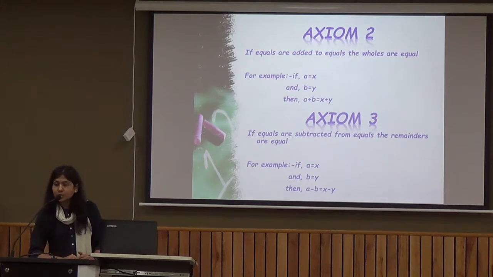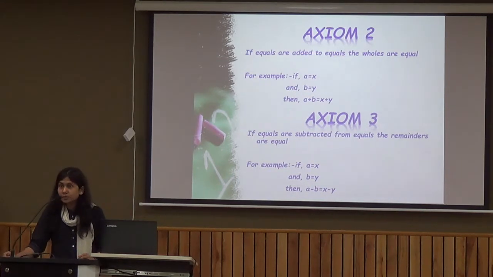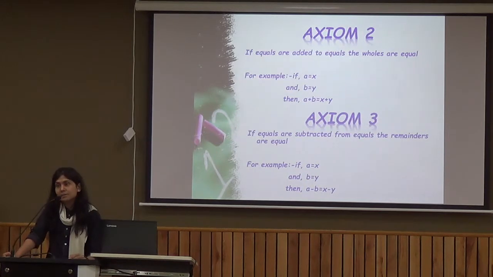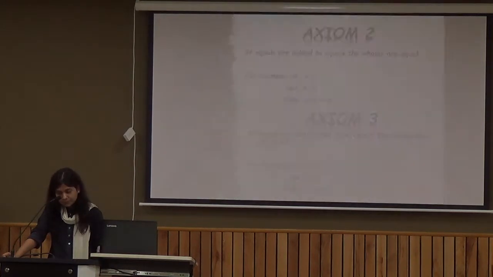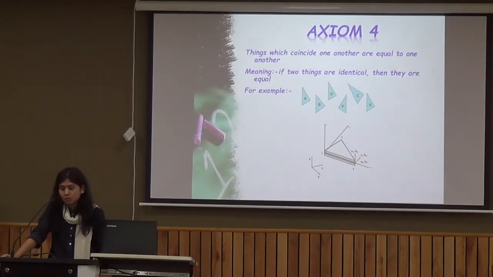Now, axiom 3. If equals are subtracted from equals, then the remainders are always equal. Similarly, just like axiom 2, taking the example as A is equal to X and B is equal to Y, then A minus B is equal to X minus Y. Now, axiom 4. This is an important axiom. Things which coincide with one another are equal to one another. That is, if two things are identical, then they are always equal.